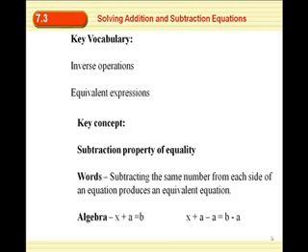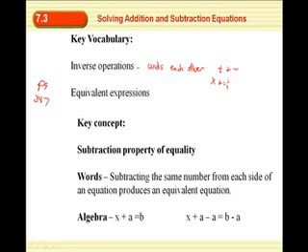If we haven't yet, I'll remind you that equations are basic algebraic things we're trying to solve for our unknowns. So let's talk about the vocabulary. I'm on page 347 in the book. Inverse operations are operations that undo each other. So inverse operations are adding and subtracting. Subtracting will undo addition. Addition will undo subtraction.